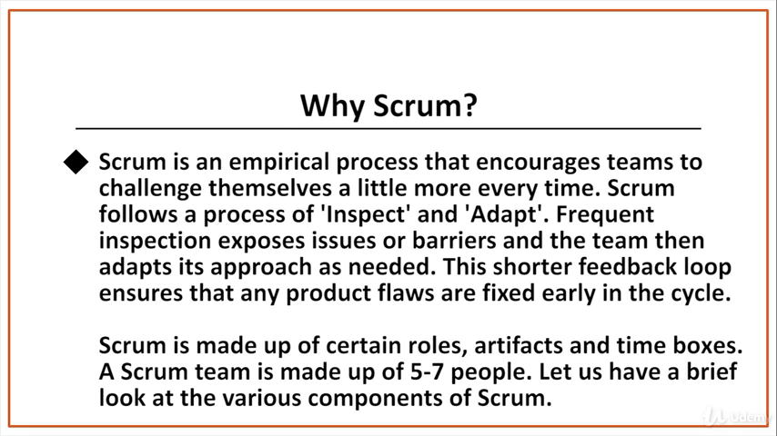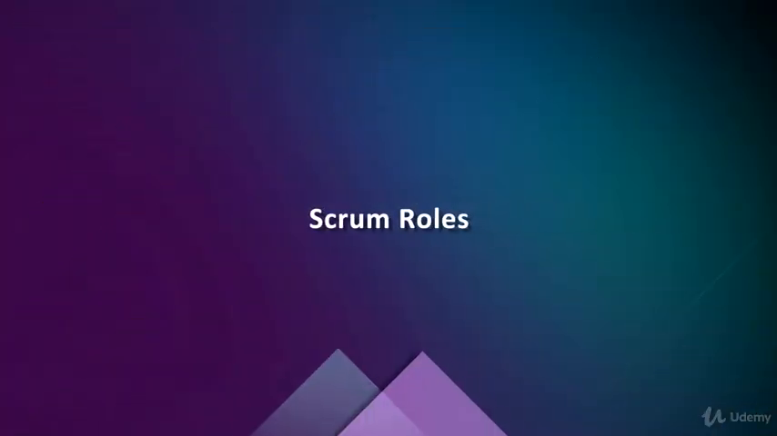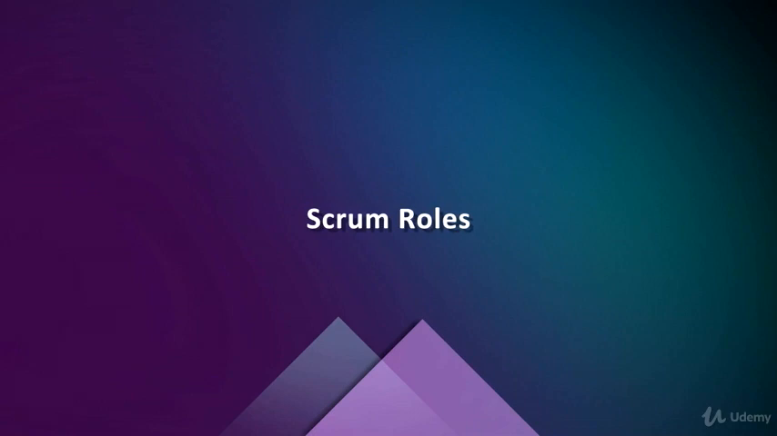Scrum is made up of certain roles, artifacts, and time boxes. A Scrum team is made up of 5 to 7 people. Let's have a brief look at the various components of Scrum. The Scrum roles. Scrum defines only 3 roles for its development team. These are the product owner, the Scrum Master, and the team.